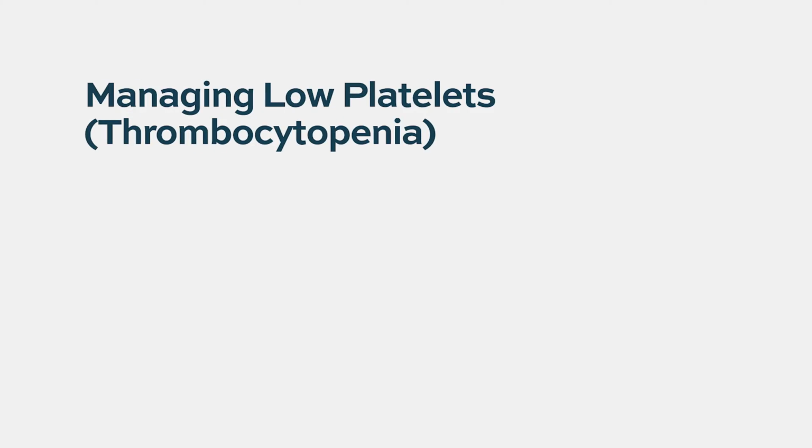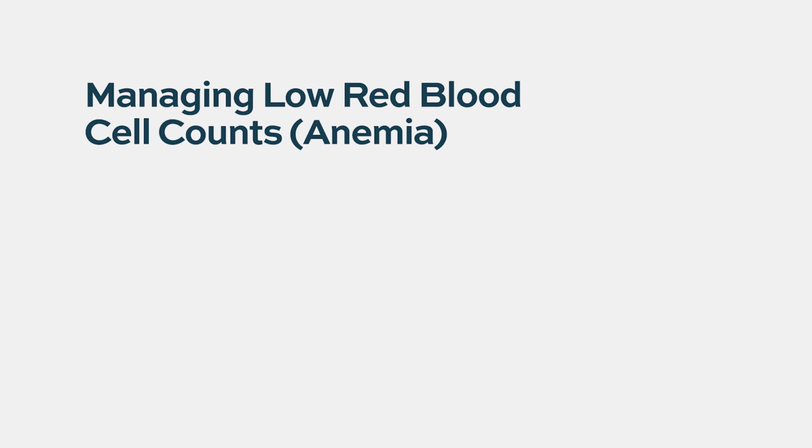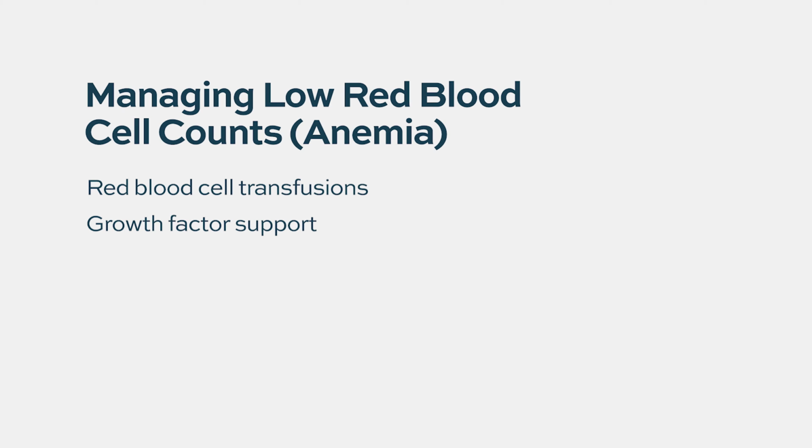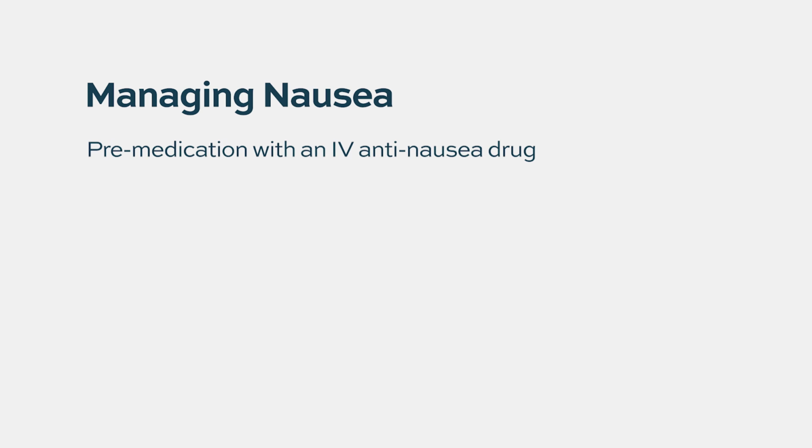With regards to low platelets, the primary way of managing that is by monitoring of the counts and transfusing platelets, when necessary. There are growth factors, or what we call TPO mimetics, such as Nplate or romiplostim, that we sometimes use to support platelet counts in patients on chemotherapy. That is not an on-label indication for that type of treatment, but sometimes we can use that successfully. And then the low red blood cell counts, or anemia, is managed with red blood cell transfusion and sometimes with growth factor support.